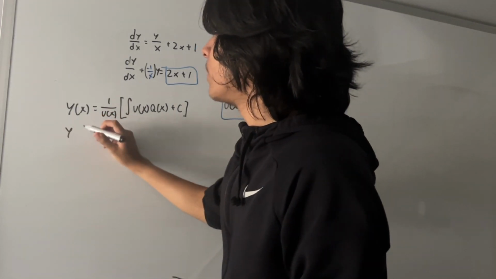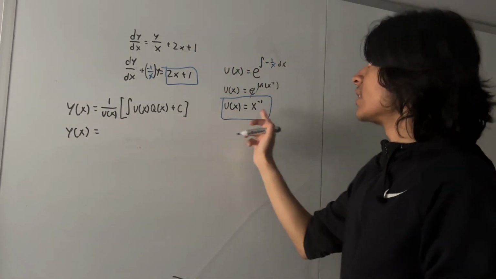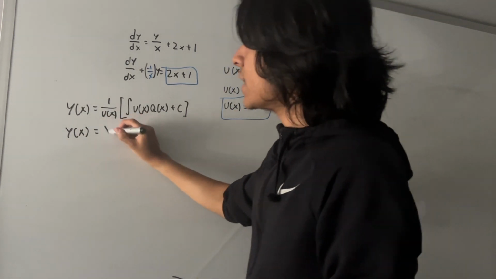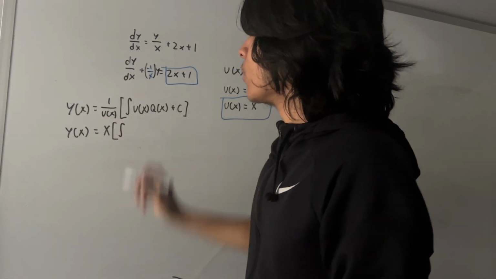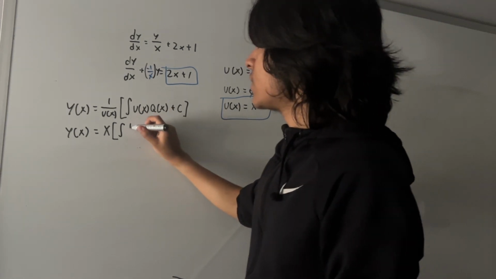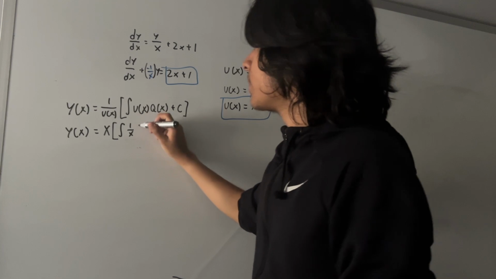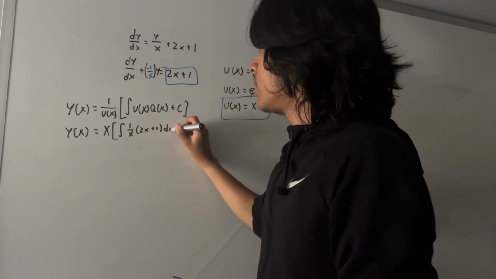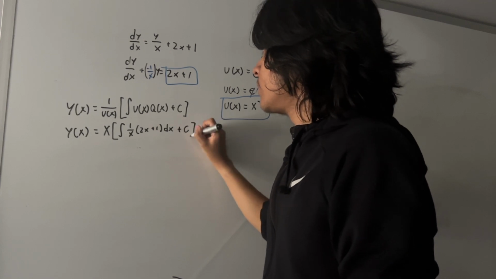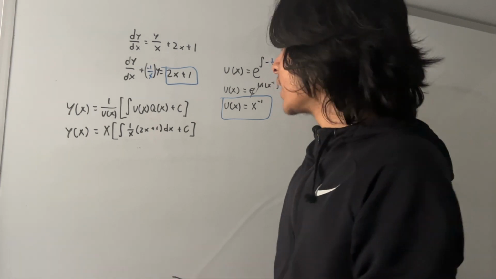So now y of x is going to be equal, because u of x is in the denominator, this is just going to be an x. Then we have the integral. Our u of x is just 1 over x, and our q of x is 2x plus 1. Okay. Now we just need to solve for the integral, and we get the answer.